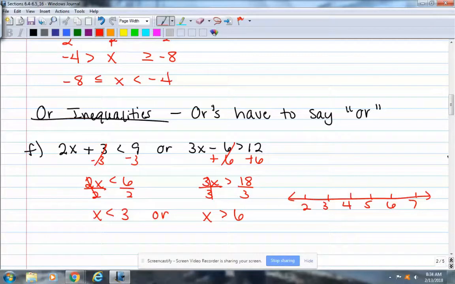3 gets an open circle, and it says less than 3, so that one shades left. 6 gets an open circle, and it says greater than, so that one shades right. And they're shaded in opposite directions.